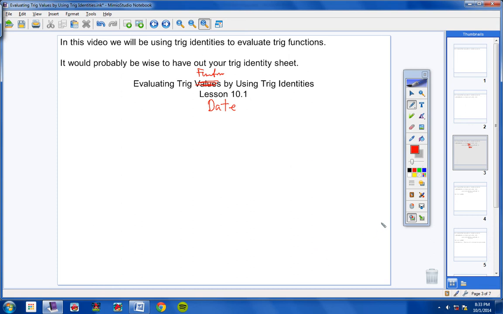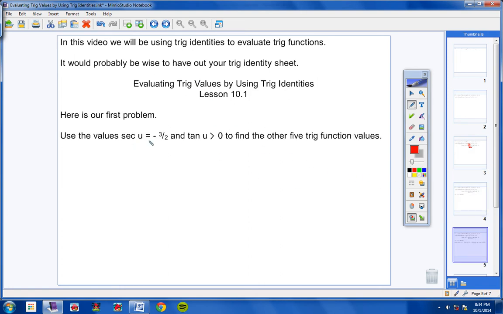We're going to take our trig identities that we looked at before in a previous video, and we're going to apply them to problems, and we're going to find the values of trig functions, okay? Here's our first problem. Please copy this in your notes. We're going to use the values secant of u equals -3/2 and tangent of u is greater than 0 to find the other 5 trig function values.